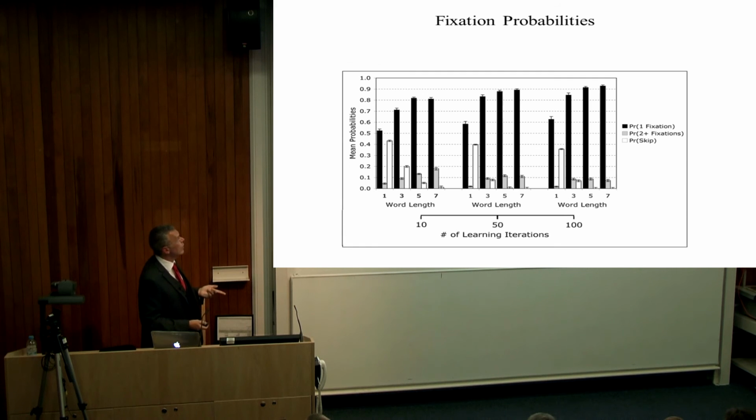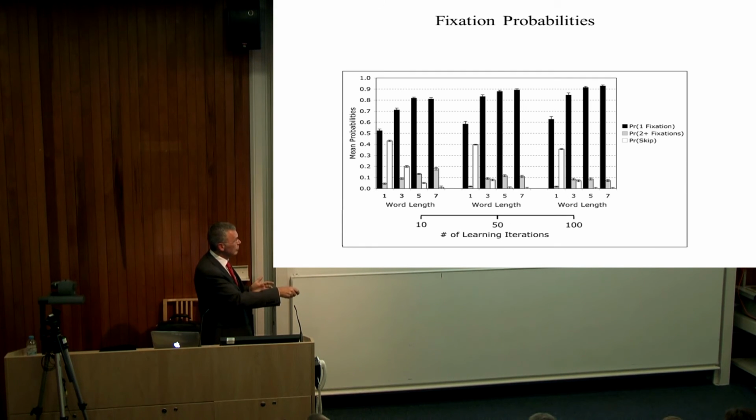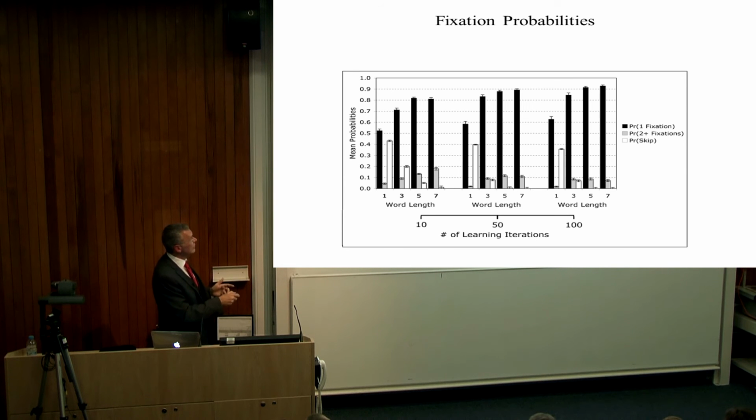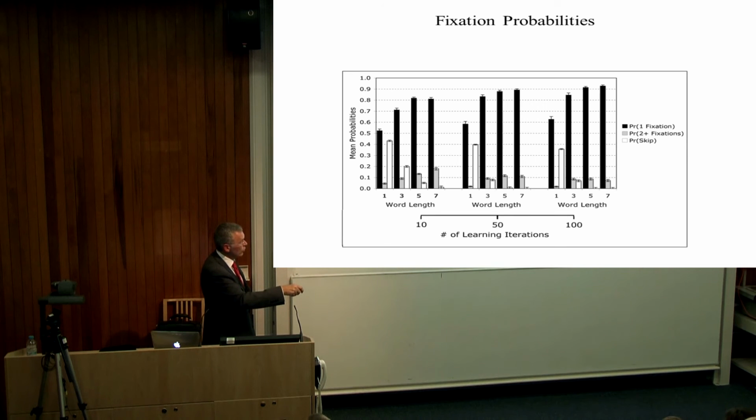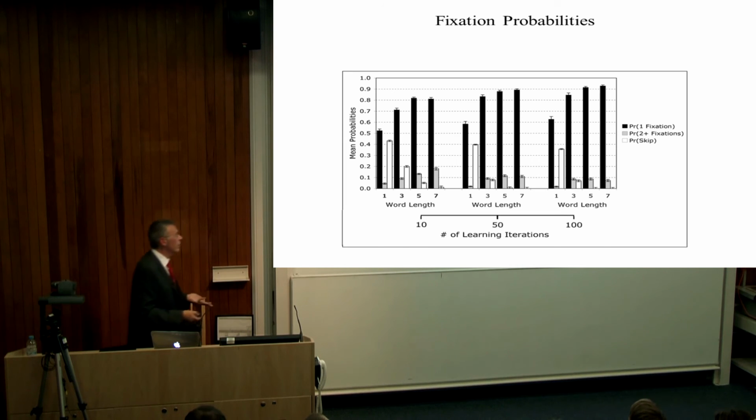Okay, here what I'm showing you again across the 3 different stages of learning is the probability of making a single fixation in black, the probability of making 2 or more fixations in gray, and the probability of skipping in white. And if you go over here on the far right after learning is completed, you can see that the agents tend to fixate the long, difficult to process words more often than the shorter, easier to process words. And conversely, they tend to skip the shorter, easier to process words more than the longer, more difficult to process words. So again, this is consistent with what we see with people.